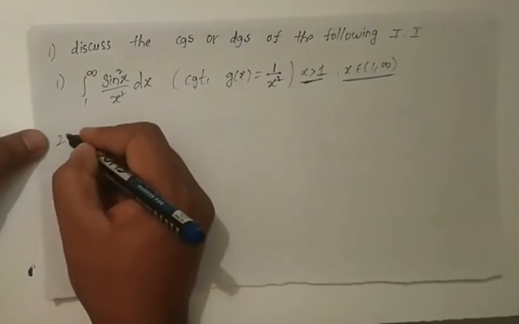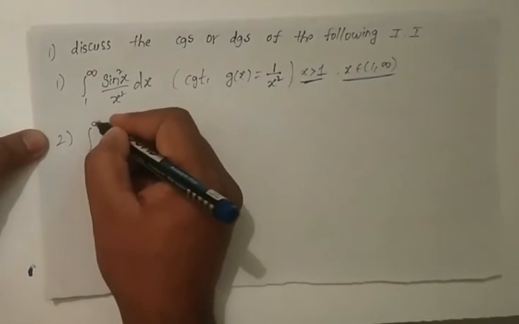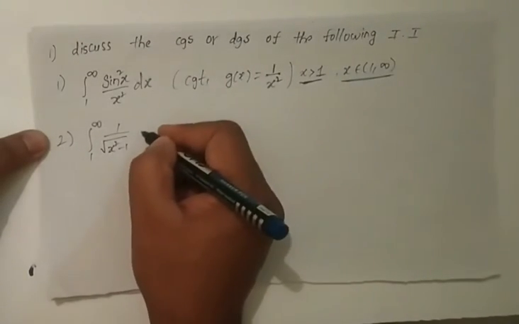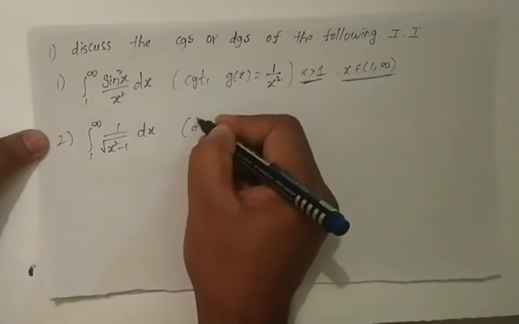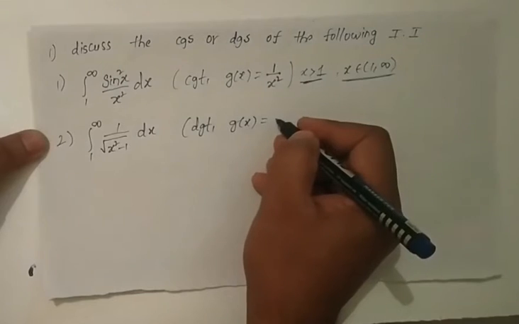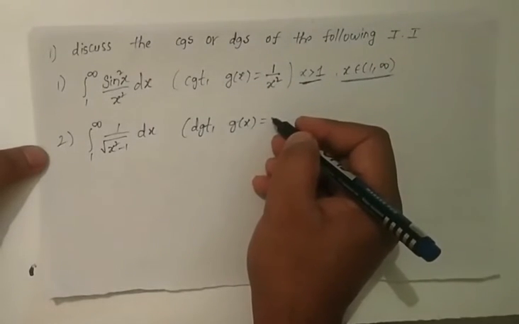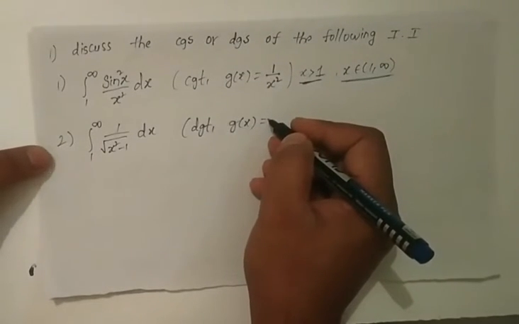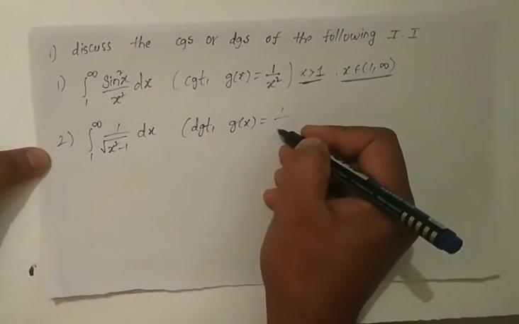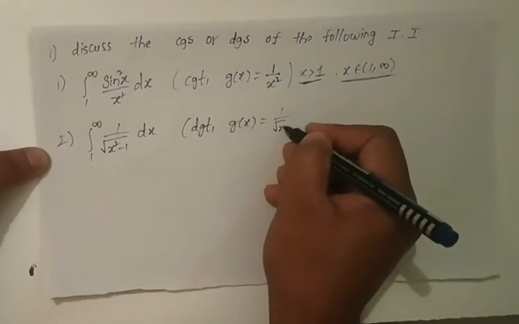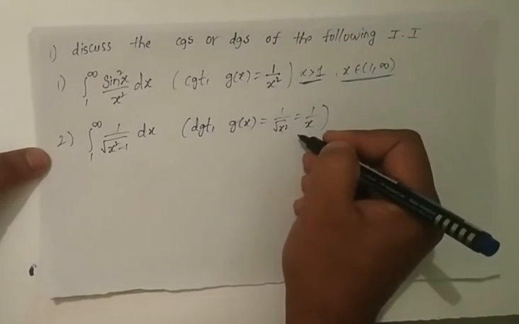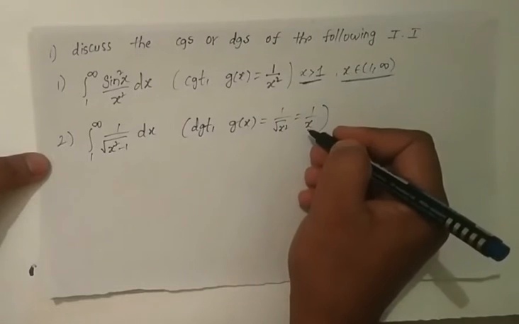Next, second one, integral from 1 to infinity of 1 by under root of x square minus 1 dx. Okay, this is divergent. Tell me what is g of x here? How to choose g of x? So what is the highest power of x in numerator? 1. What is the highest power of x in denominator? Root x square. Root x square is nothing but x, so 1 by x. Therefore g of x will be equal to 1 by x in this case.